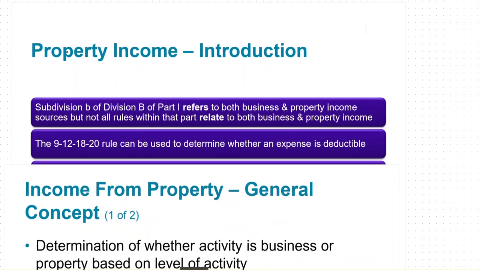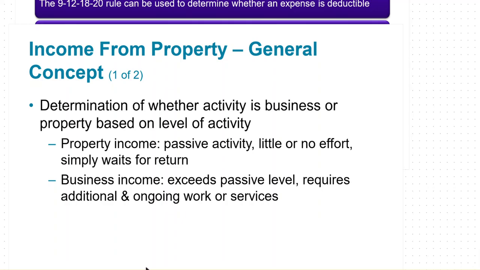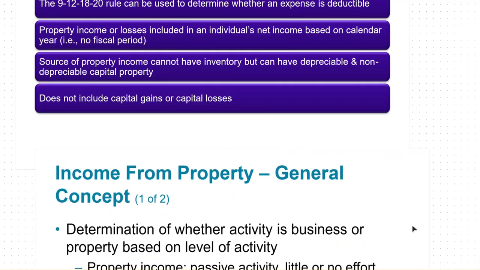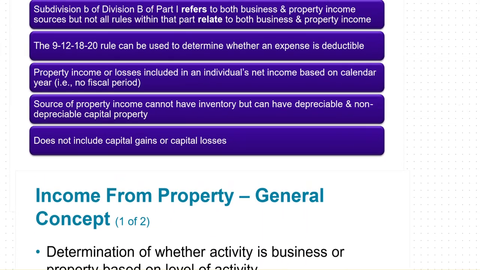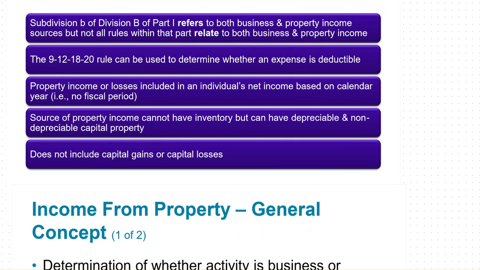Then when you go to the introduction of it, I think my PowerPoint moved. So this will be a good schedule to look at. When we think of a schedule, it is what goes under the property income or losses. It is included in individuals' income based on the calendar year. When we think of a calendar year, we think of January to December, but your company year could be different.